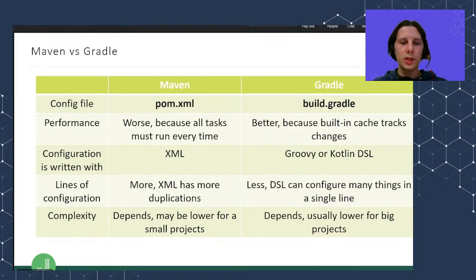Configuration in Maven is written in XML. For Gradle, it's a Groovy or Kotlin DSL. Lines of code: Maven is longer because XML has more duplications than DSL, so Gradle is much shorter.